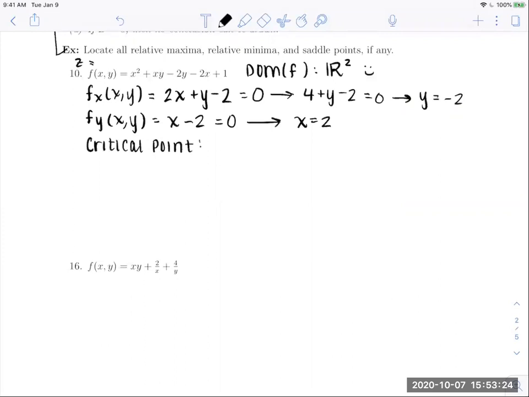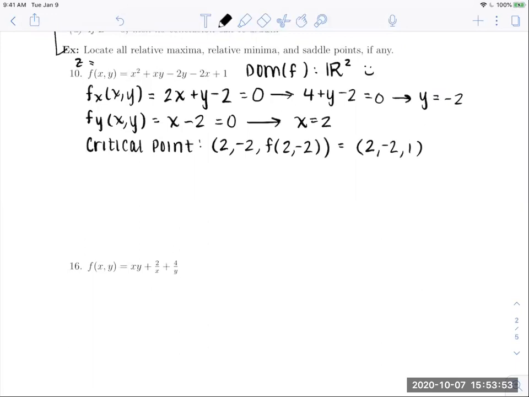My critical point is 2, -2, and then whatever that value is when I plug it into f of 2, -2. That's going to give me my z coordinate. And so when I plug that in here, I'm going to get 4 minus 4 is 0, plus 4 is 4, minus 4 is 0, plus 1 is 1. So my critical point here is 2, -2, 1.